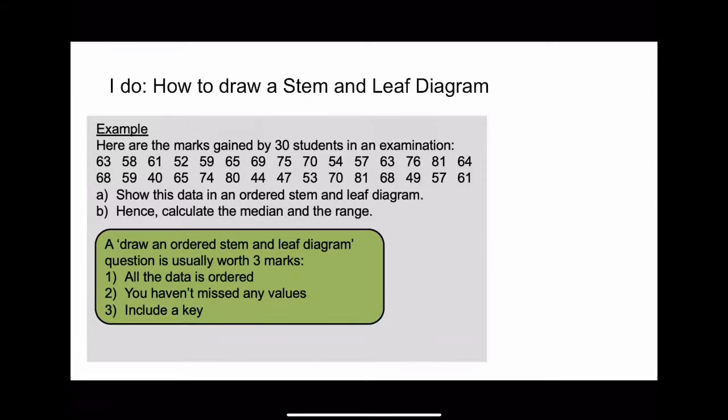So how do I draw a stem and leaf diagram? These have all been produced for you so far, but here now you're going to draw the diagram. A question asking you to draw an ordered stem and leaf diagram is usually worth about 3 marks. All the data needs to be ordered. You have to make sure you haven't missed any values and you include a key.